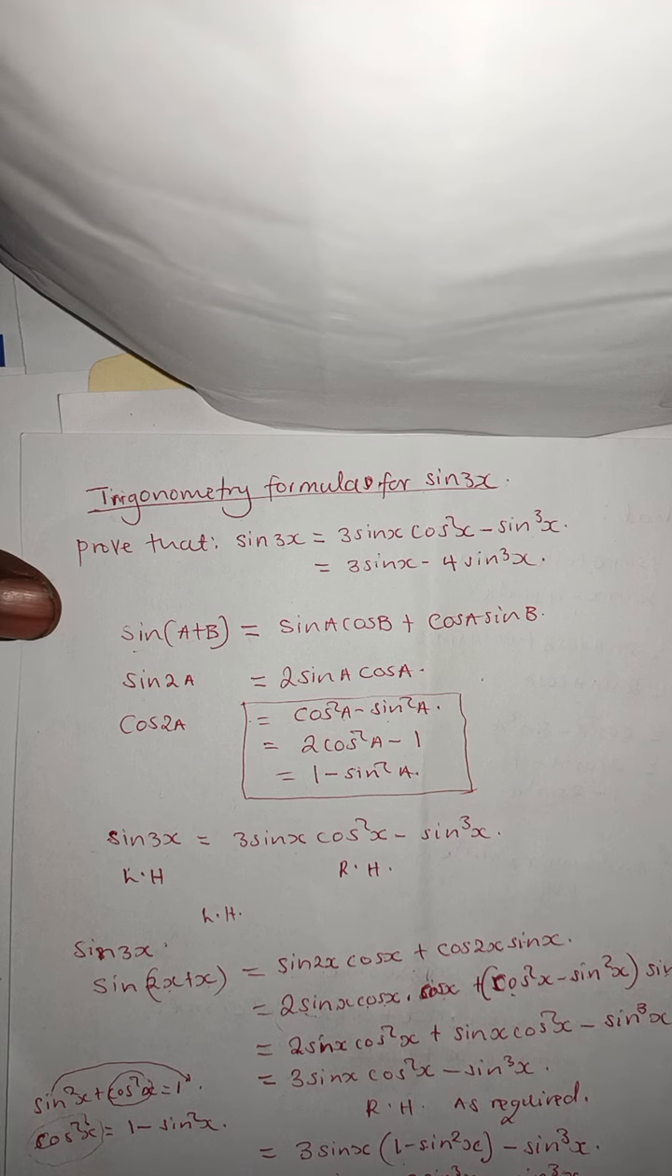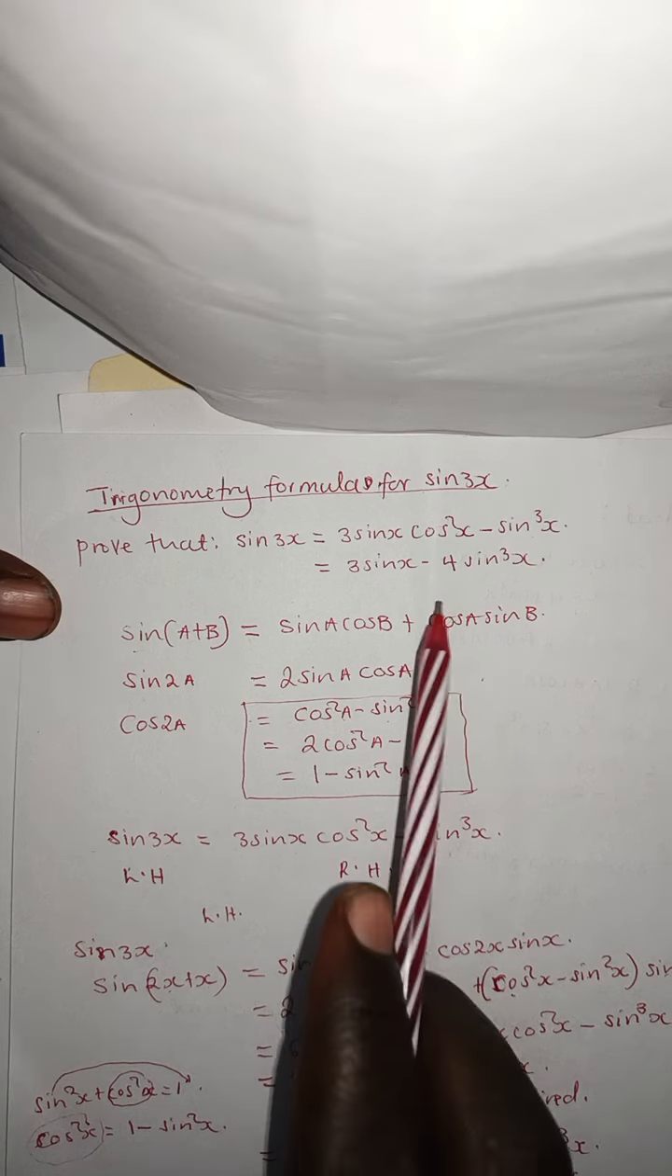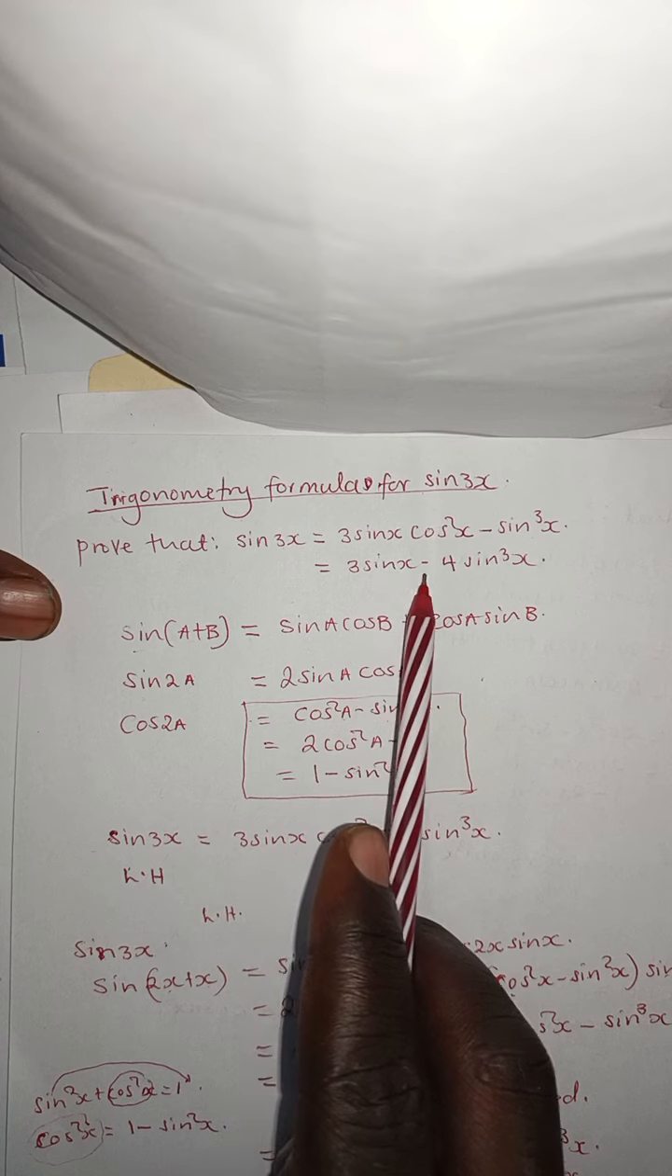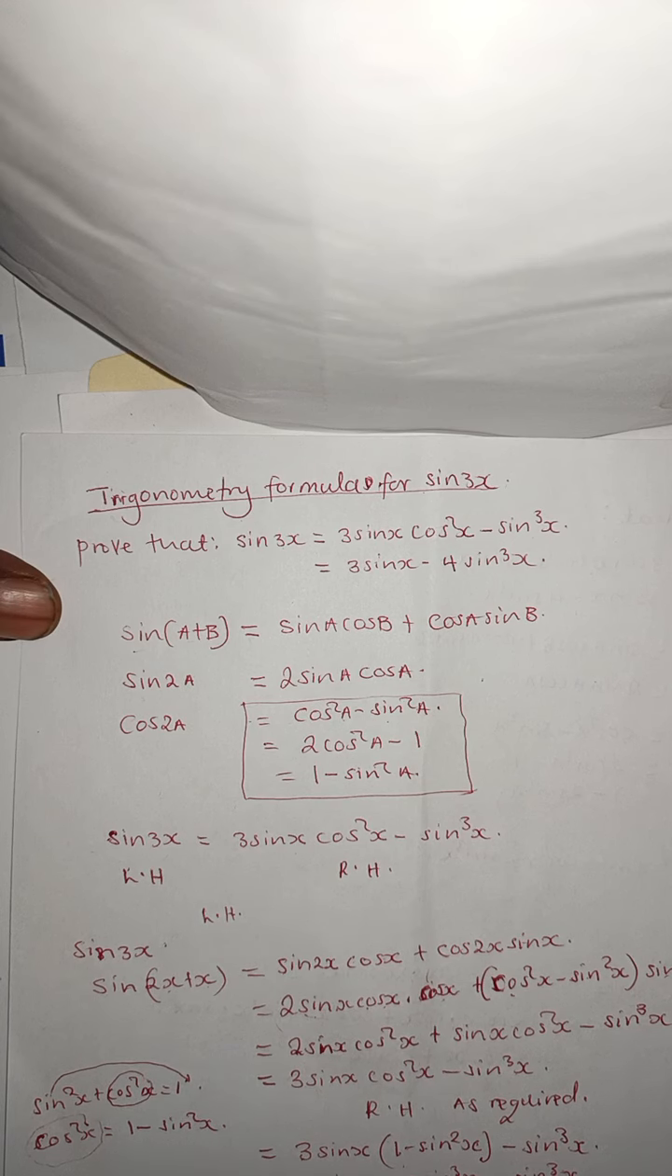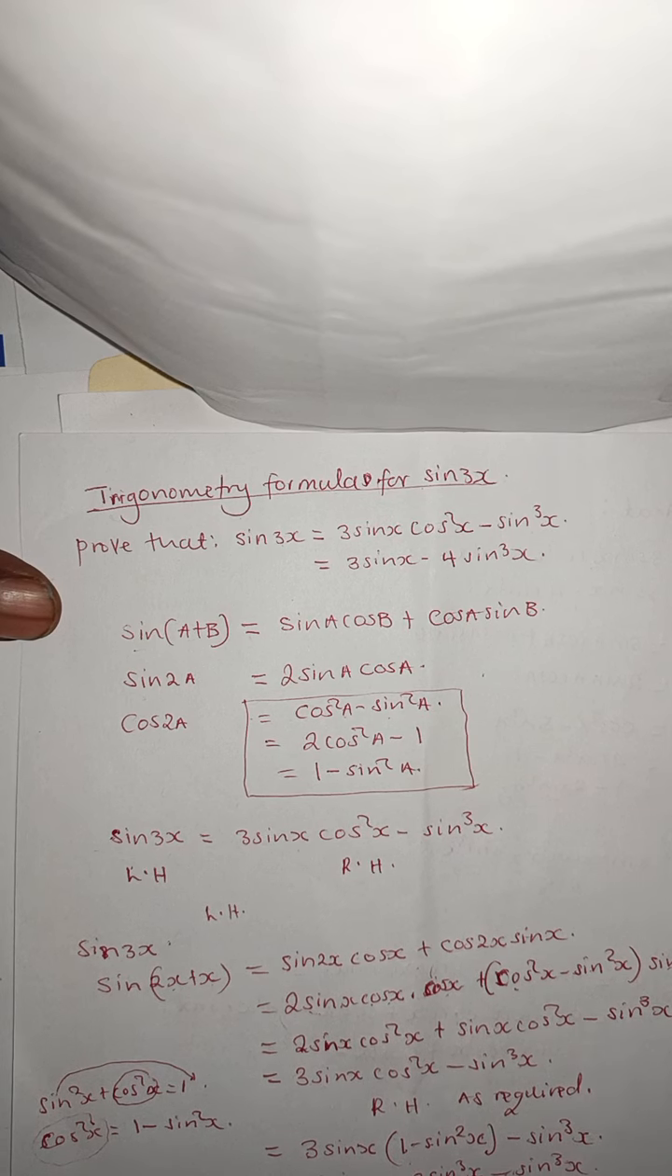Look at this term and then the term which was given to us. 3 sin x minus 4 sin cubed x is the same as what we have on the left hand side. Therefore, this side is equivalent to the right hand side as required.